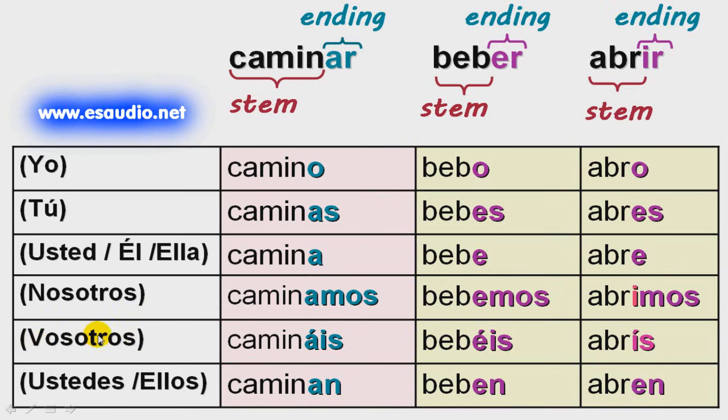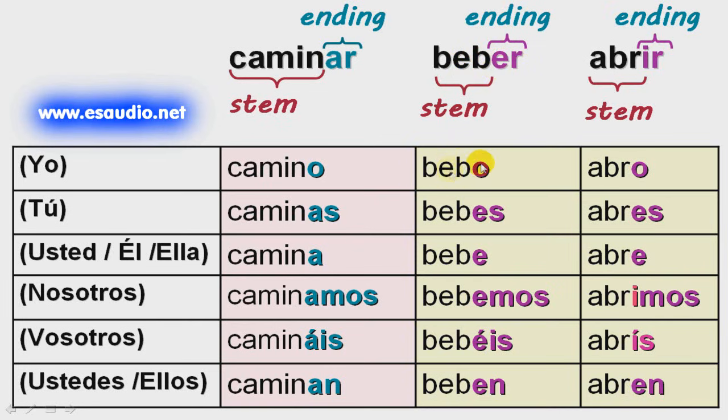Now, for people in Spain, or for people who are interested in studying the Spanish from Spain, this form is useful. For those interested more in the Spanish of Latin America, this wouldn't be necessary. So I would just suggest that you skip this one. Vosotros camináis, ustedes, ellos caminan.